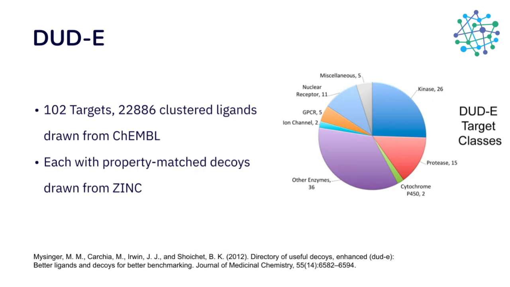Now we have the Directory of Useful Decoys Enhanced benchmark. On the right, you can see the distribution of target classes represented in this benchmark, which consists of 102 targets and more than 20,000 clustered ligands drawn from ChEMBL. Each of them has property-matched decoys drawn from ZINC.